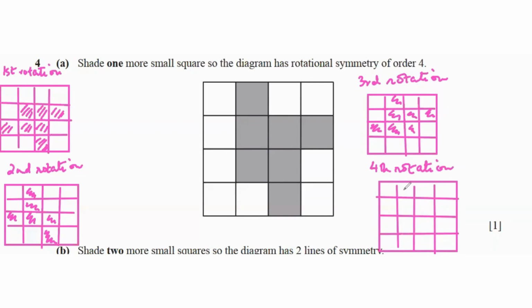So that's going to be, these come over here, these come over here, and this comes over here. The box that we need to shade is going to be this. This will give us a rotational symmetry of order 4.